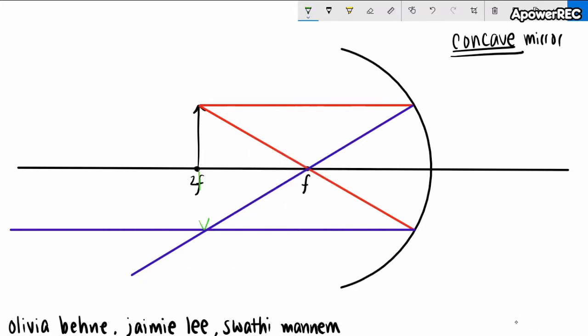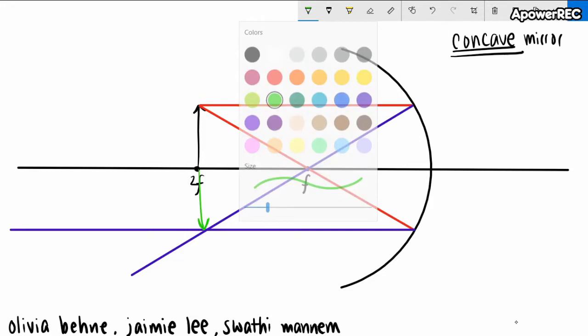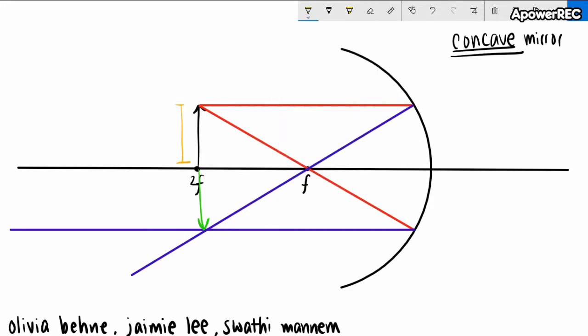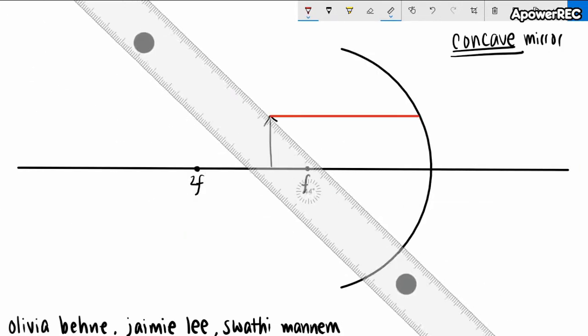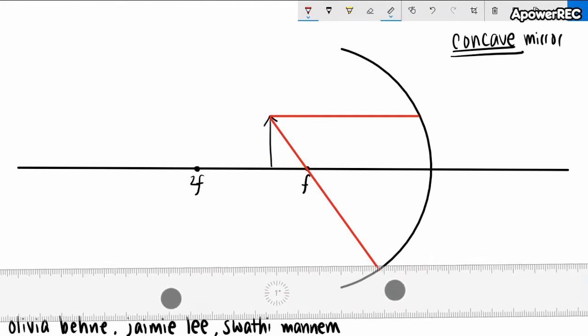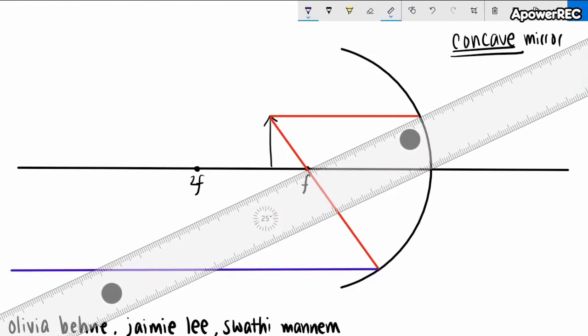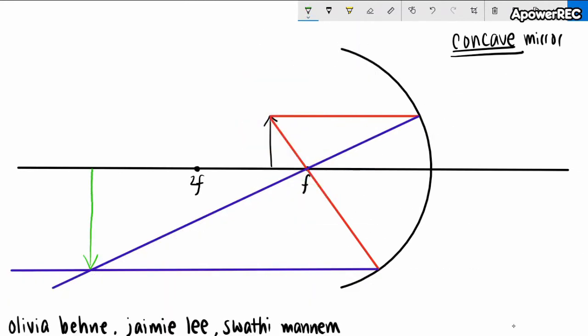When the object is located on top of the center, or 2F, then the reflected image is at the same location except upside down, and it retains the same height. When the object is located between the center and the focus, the reflected image is to the left of the center, and it is larger than the original object and upside down.